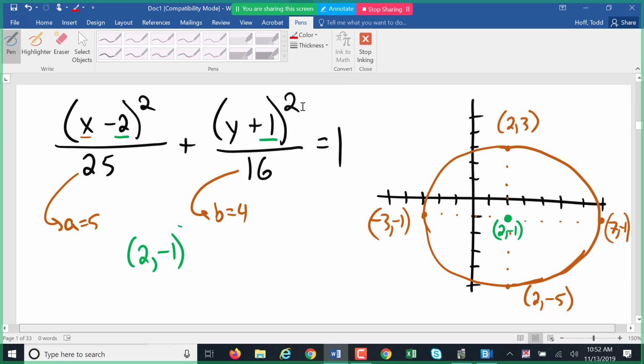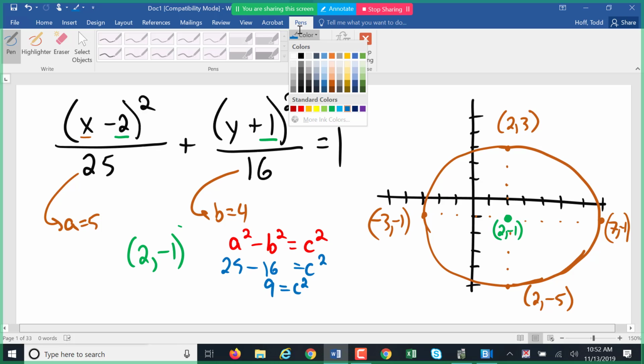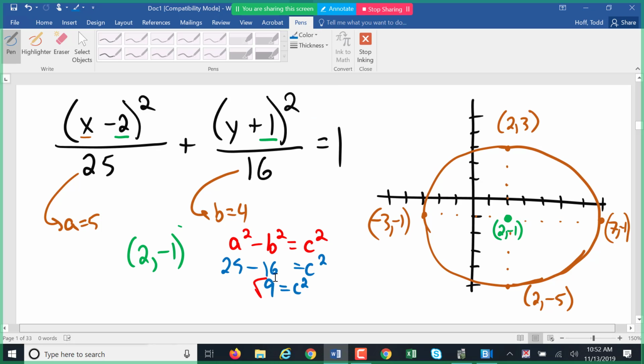My foci. To find C, A is bigger again, so it'll be A squared minus B squared equals C squared. 25 minus 16 equals C squared. Well, 9 equals C squared. So I square root that to get that 3 equals C.